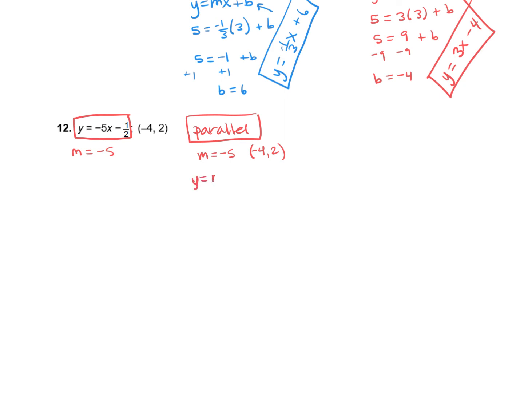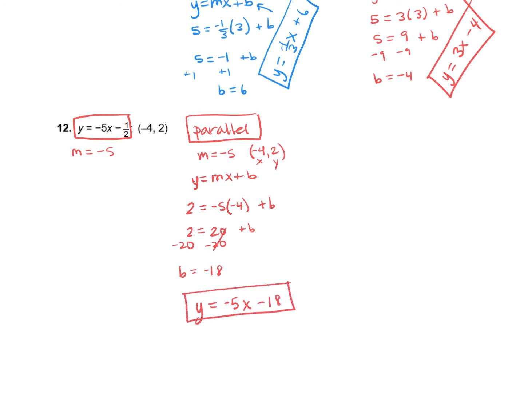So let's plug into y equals mx plus b with our x and y from that ordered pair. So replace the y with a 2. We know the slope is -5. Replace the x with a -4, and then we will work on solving for b. So 2 equals -5 times -4, which is +20. We'll subtract 20 from both sides. 2 minus 20 gives us a -18 for our y-intercept. So our equation that is parallel to the line they gave us is y equals, we're going to use that -5 slope, the x goes with that, and then -18, because that's the y-intercept we found for the parallel line.